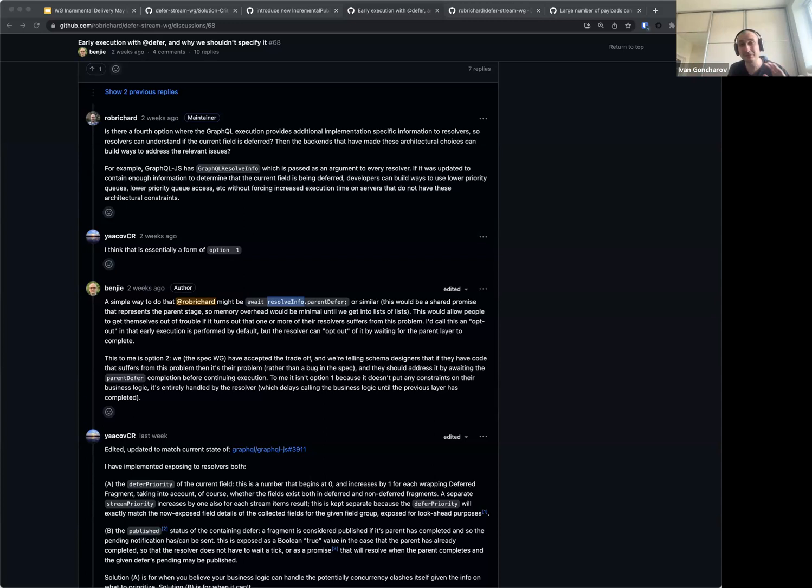It's not an argument for banning early execution. It's an example of why a per-field flag makes sense, because only the schema author knows what these resolvers do internally. Is it synchronous? Is it asynchronous? Is the synchronous part big or not? So I think if we give control to a user, it should be per field.